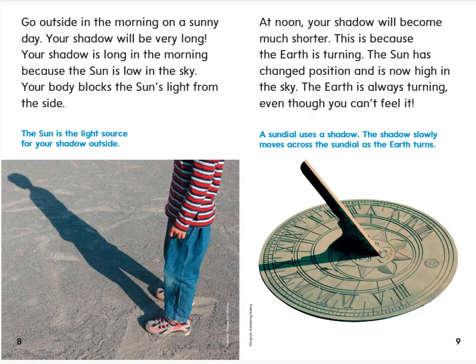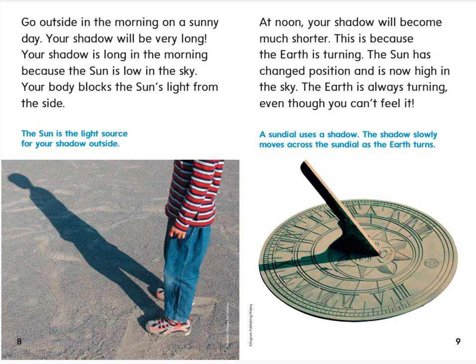Go outside in the morning on a sunny day. Your shadow will be very long. Your shadow is long in the morning because the sun is low in the sky. Your body blocks the sun's light from the side. The sun is the light source for your shadow outside.